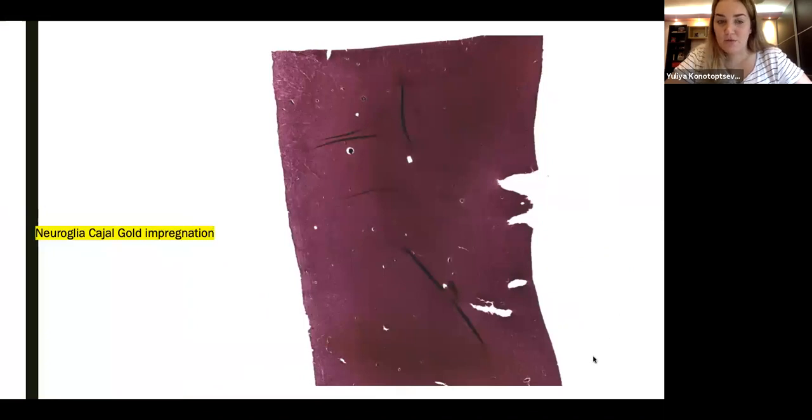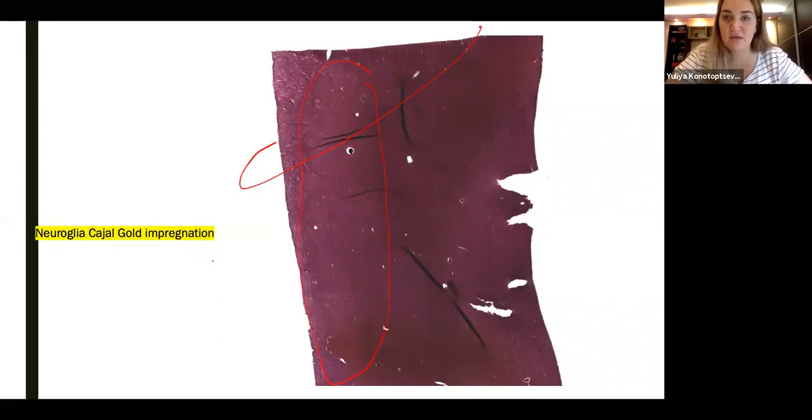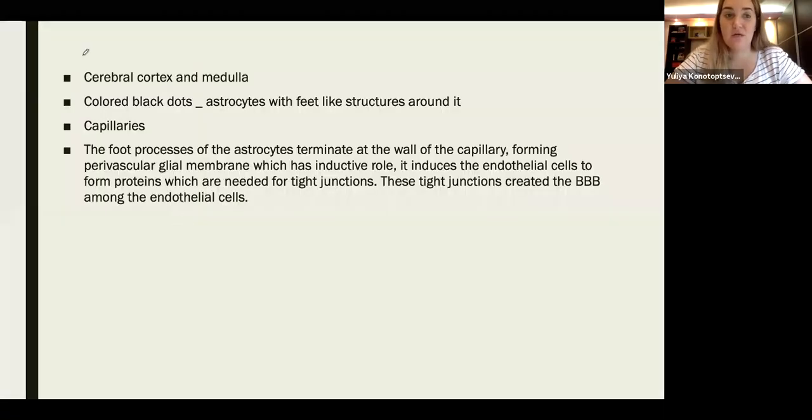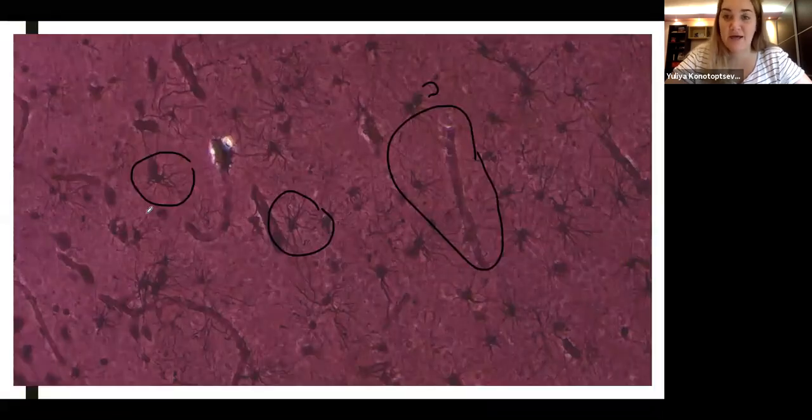Let's take a look. So neuroglia, gold impregnation. This is a piece of your brain. In this piece of the brain, you can see that there is the cortex, so gray matter, and there is the medulla, which is the white matter. Okay, so cortex and medulla. The purpose of the slide is to look at the neuroglia. Of course, we will not be able to see all of the neuroglia. The only cells that we will be able to see are astrocytes. We're only going to be able to see astrocytes.